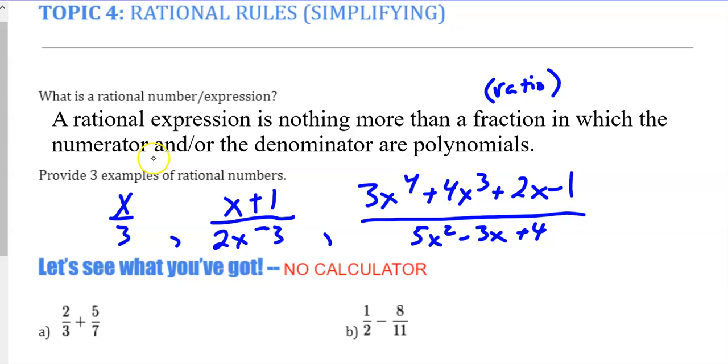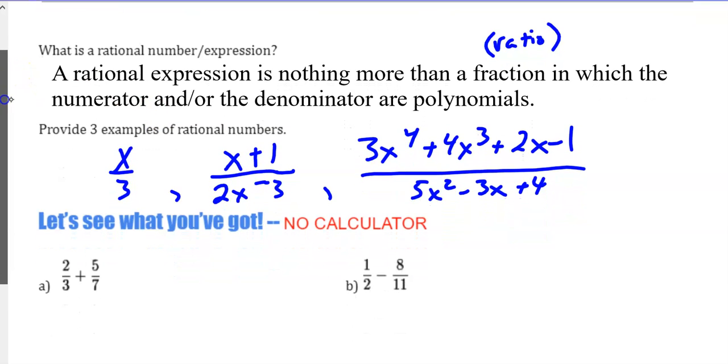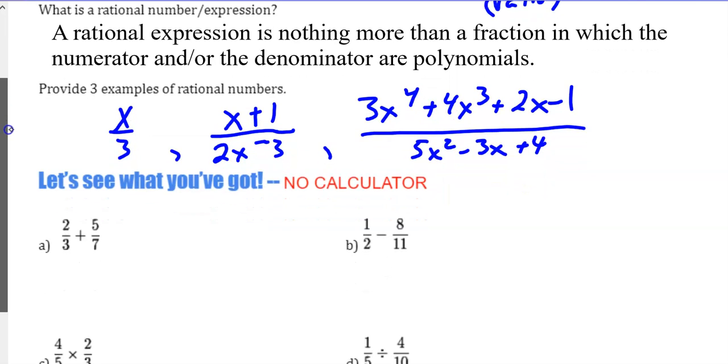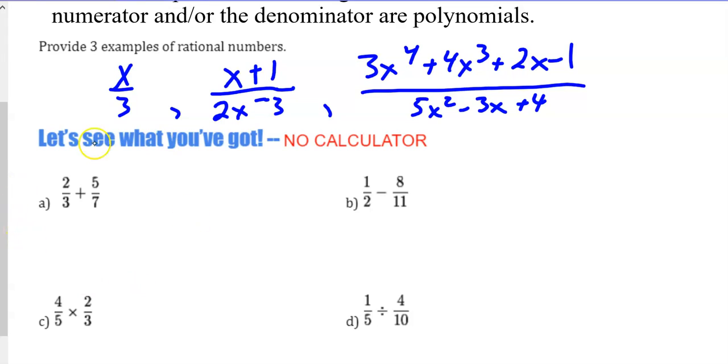Okay, so I would like you to pause the video here. You have A, B, C, and D. We talked about these a little bit when we were solving equations. Don't use a calculator, okay? I know you probably have one sitting right there, but try to do these by hand. Push play when you're done, and we can go through that whole process.